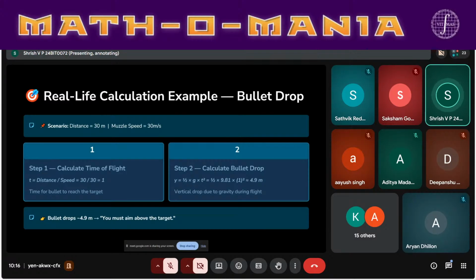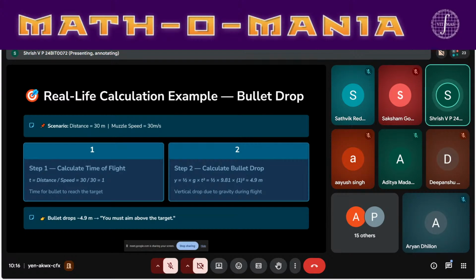Now we calculate the bullet drop, which is given by the formula y is equal to half g t square, as we have discussed earlier. On substituting t is equal to 1 second, we get the value as 4.9 meters. So during a flight of 1 second, covering a distance of 30 meters, the bullet will drop by about 5 meters.